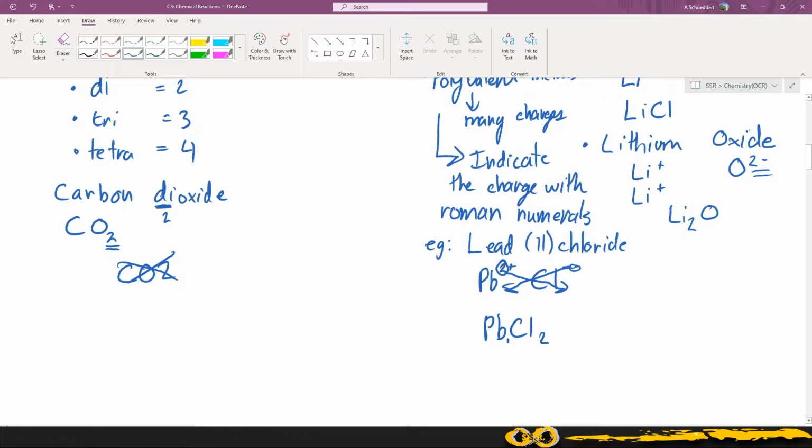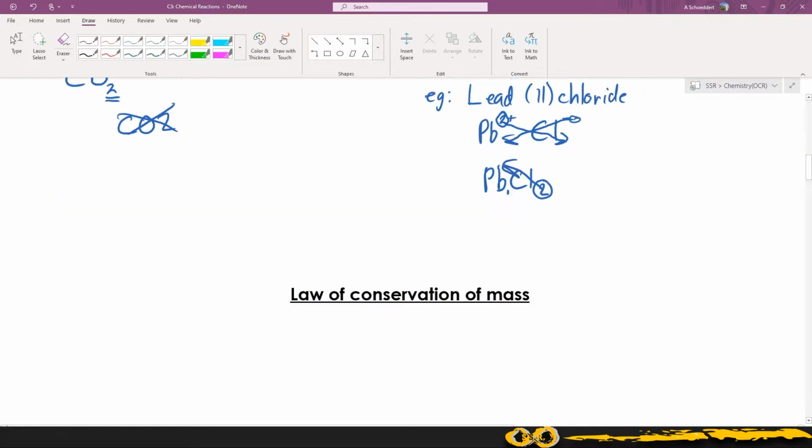This also allows us to reverse the charges. If we looked at this, we'd move the 2 back up, and that tells us the original charge on lead in that compound. This will become quite important later on, so do practice this skill of being able to reverse the charges from the chemical formula.